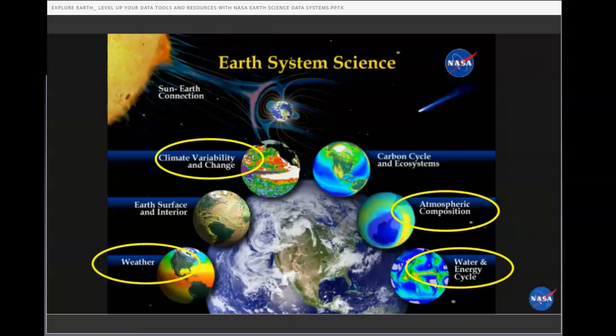That could be seasons, etc. We've got climate variability and change. We've got earth surface and interior. We've got weather, carbon cycle and ecosystems, atmospheric composition, and water and energy cycles. That's 7. Melissa's got 6 out of the 7.